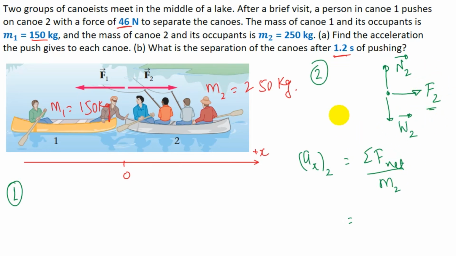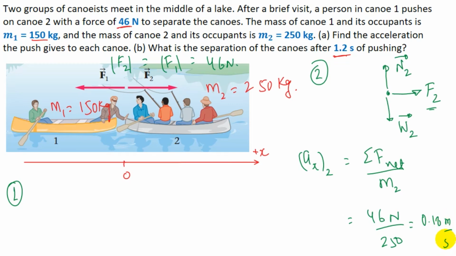Now one more thing: from Newton's third law of motion, we can say that the magnitude of force F2 equals the magnitude of force F1, which is 46 Newton, because action and reaction forces are equal but opposite in direction. So F net is 46 Newton divided by m2, and m2 is 250 kg. From here, the acceleration for canoe 2 is 0.18 meter per second squared.